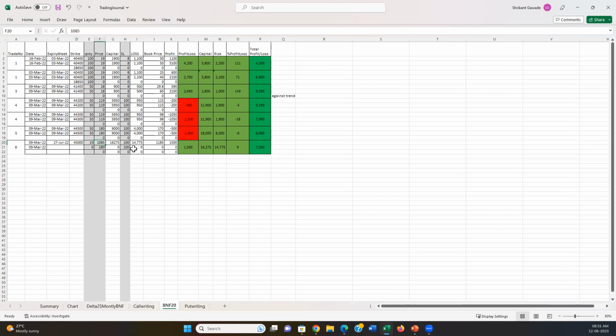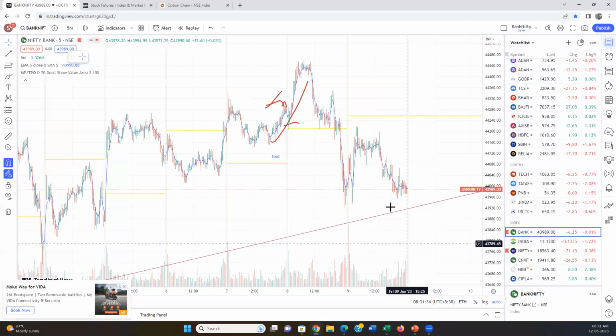Okay, and I booked it at 1,180, around 100 points. Now you know that the size of a lot will be 15 from July. So I took this trade and I booked around 100 points. Okay, it was just one lot. I'm doing this with proper risk management. Okay, so this was the high point, and from here I booked it somewhere, when it came here.